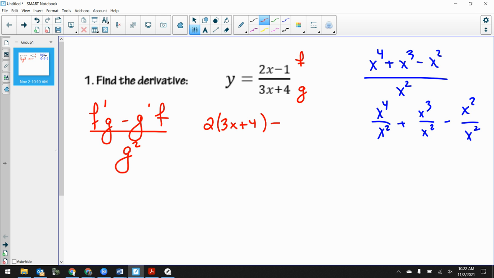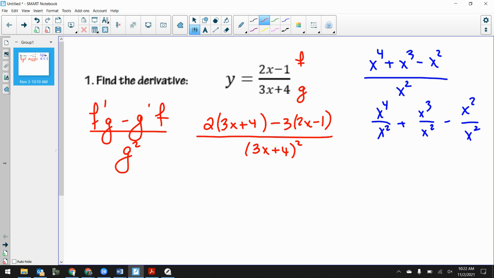Minus g prime f. What's the derivative of the denominator? Just a 3, right? Because the derivative of 3x is just 3. The derivative of 4 goes away. The derivative of a constant is 0. So this is 3 times 2x minus 1, all divided by 3x plus 4 squared. Now, again, if you want to FOIL that out on the bottom, more power to you. I don't need you to do that, though.